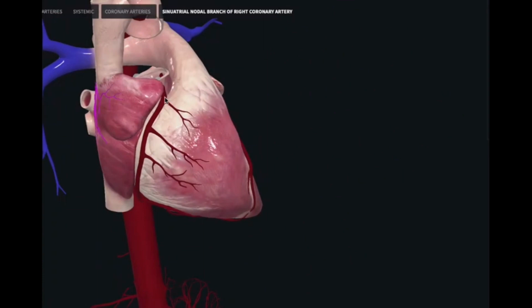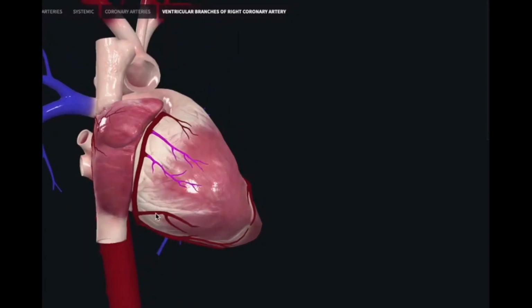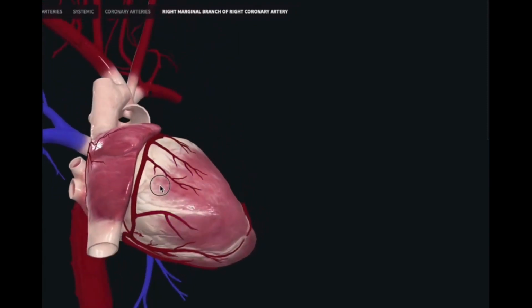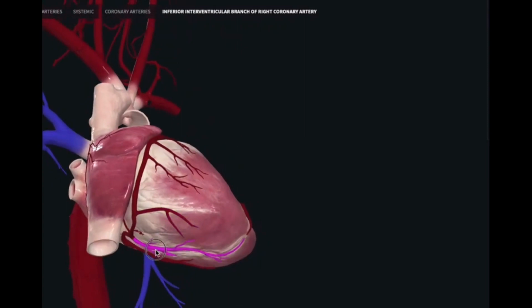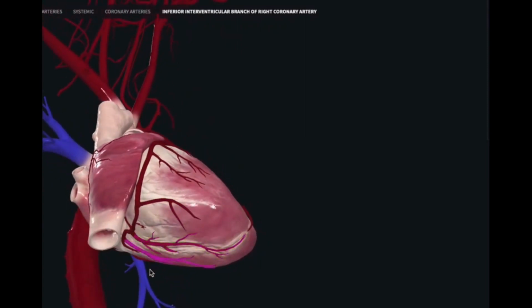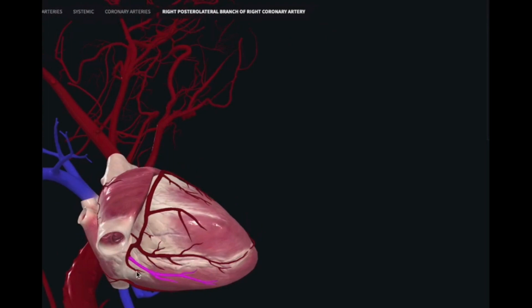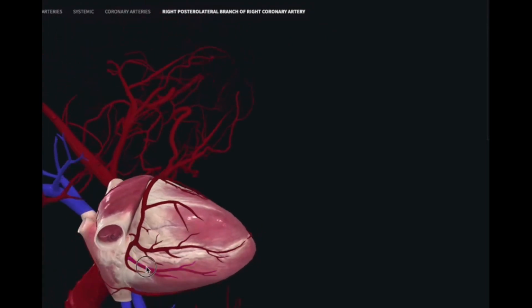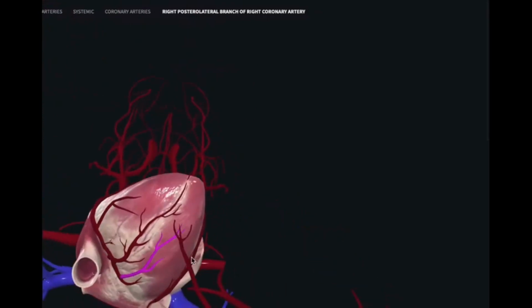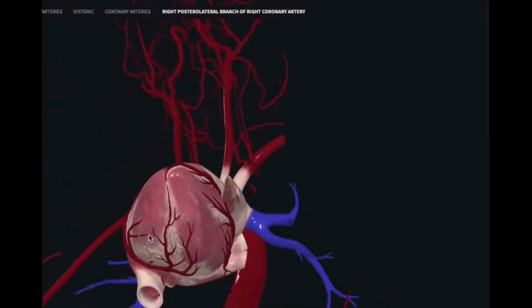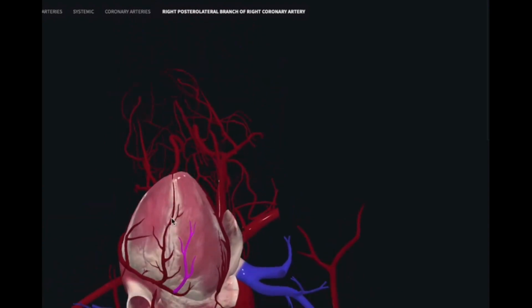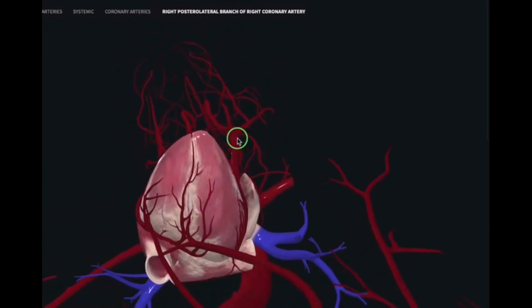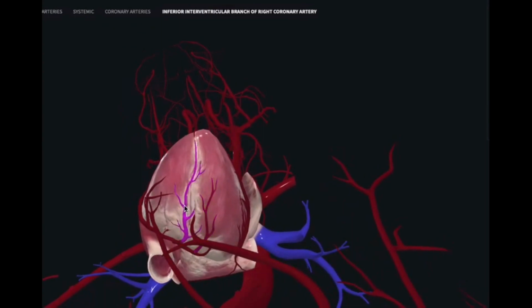So once again, right coronary artery, conus, then you have the ventricular branches, then you have the right marginal, and then you have the inferior interventricular, inferior because it's inferior, and then finally we finish off with the right posterolateral branch of the right coronary artery. Now everything else that you see on the bottom is related to the left side. So from this view, imagine you're looking at the heart directly from bottom upwards, from an inferior point of view, then we've pretty much covered everything up to this point here, which is the inferior interventricular branch of the right coronary artery.